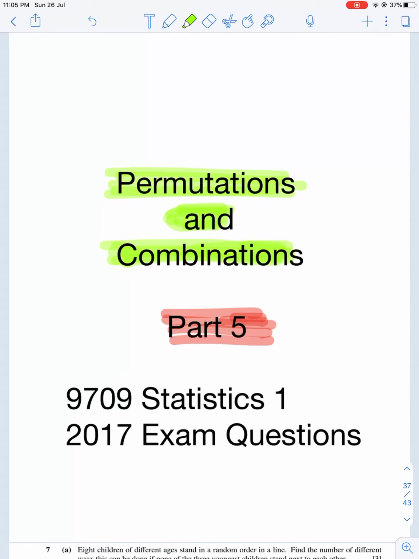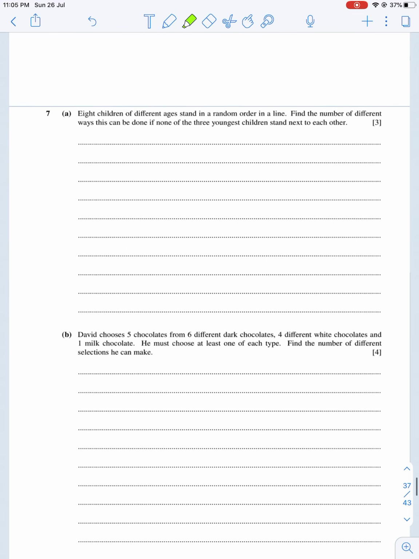This is part 5 of the series Permutations and Combinations. Today I am going to discuss a few questions from the 2017 statistics paper, which is paper 6.